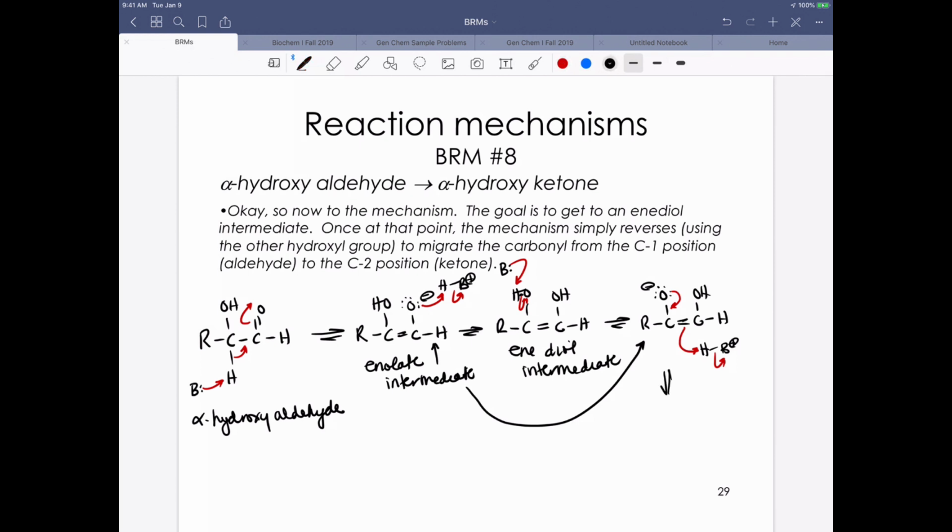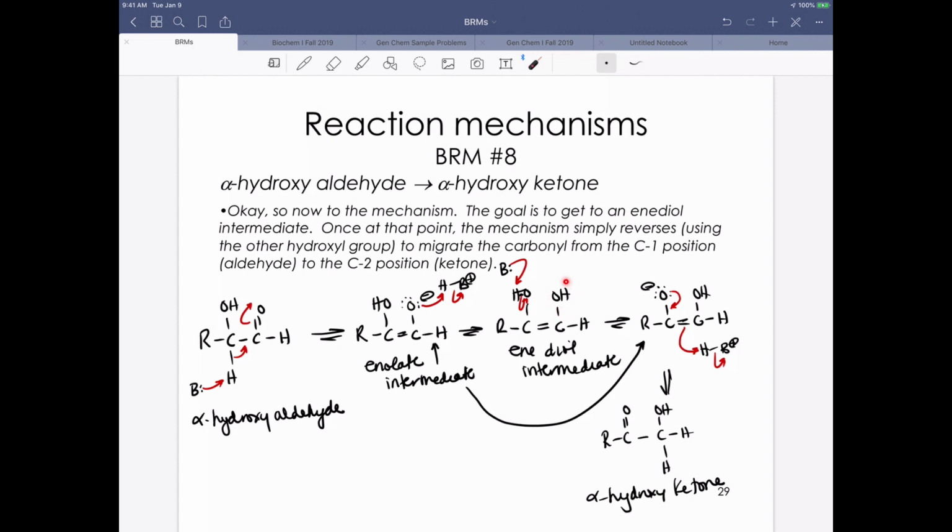And this mechanism is long enough that I have to actually go down here to show our final product. Again, we're putting our carbonyl now one position away. And we generate an alpha hydroxy ketone. So again, to highlight, really what happens is we have these two adjacent carbon atoms that are going to swap who has the alcohol group and who has the carbonyl. And we're able to do that by going through a common enediol intermediate.